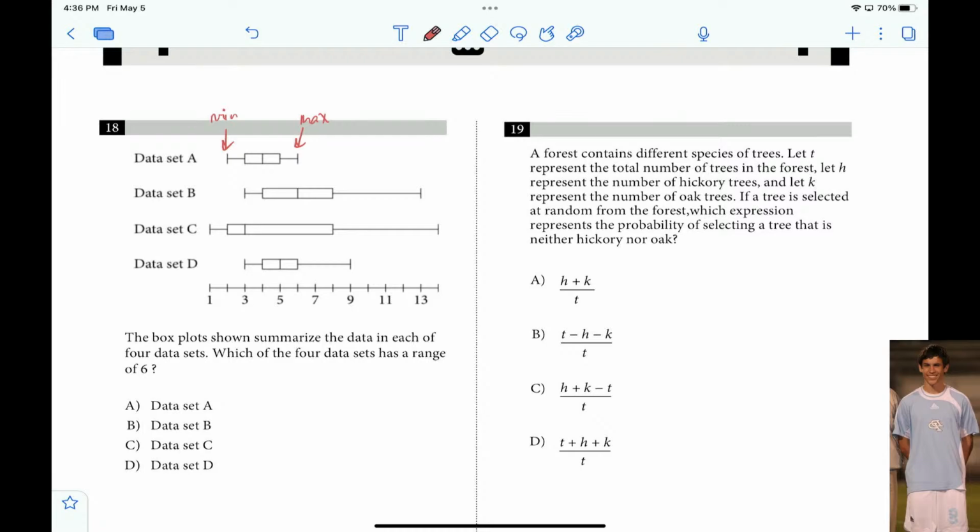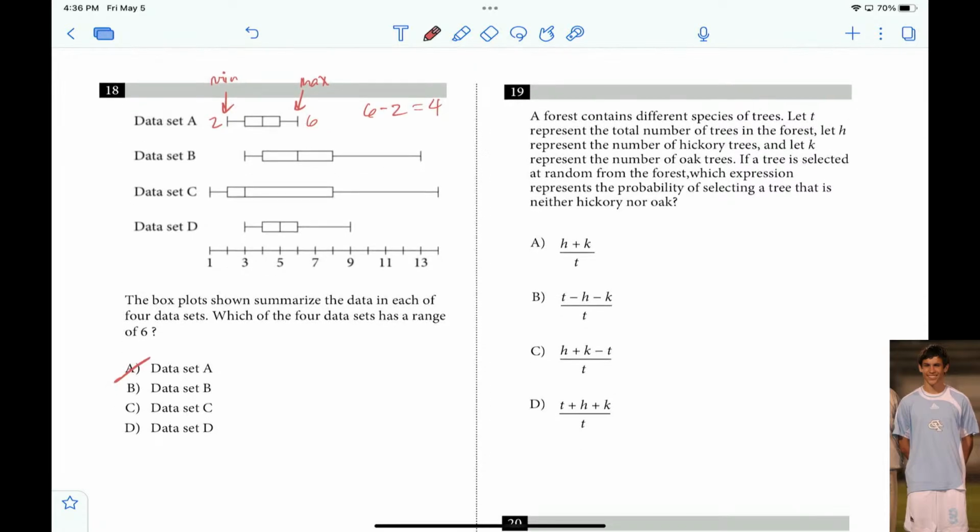So for this one, if I kind of look down, it looks like it's about at 6, but the minimum is at 2. So this would be 6 and 2. So if I subtract those, 6 minus 2 is 4. So the answer is not A. This looks like it's at 3. This looks like it is at 13. So 13 minus 3 is 10. Nope, that is not 6.